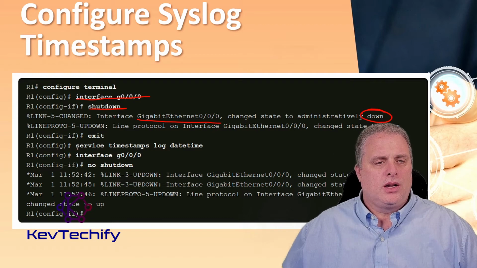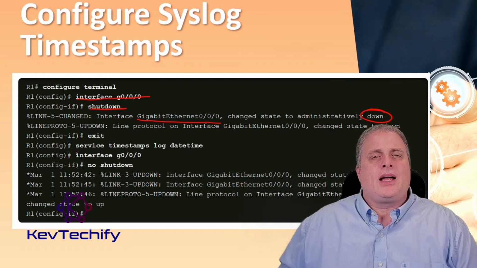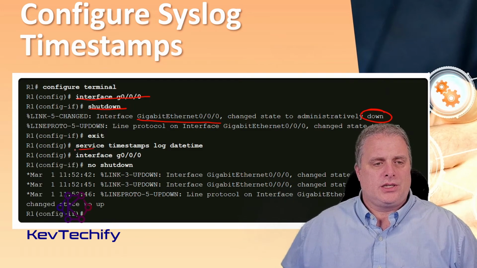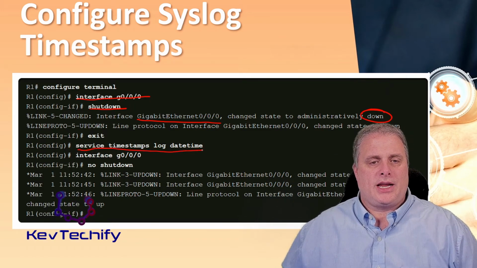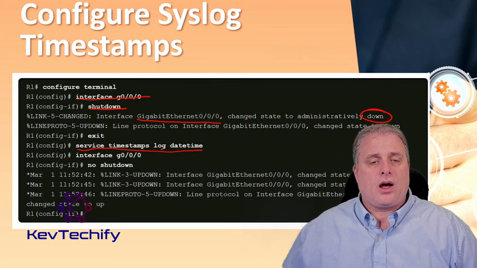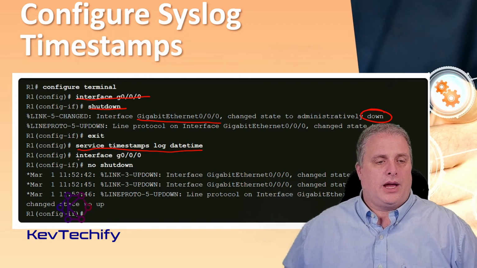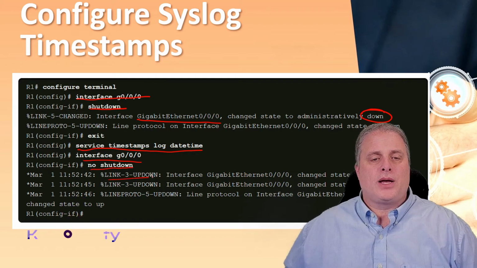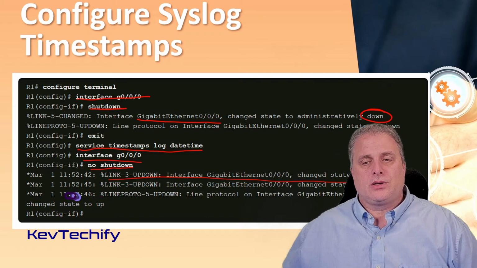Let's go in. The command to turn on timestamps here for your log messages is service timestamps log datetime. So service timestamps. We're turning on the timestamps here for log, and we want date and time associated with that. Okay, we go back into our G0/0 interface, we do a no shutdown, we activate that interface. Now we get the message saying, hey, gig 0/0, it changed state to down.